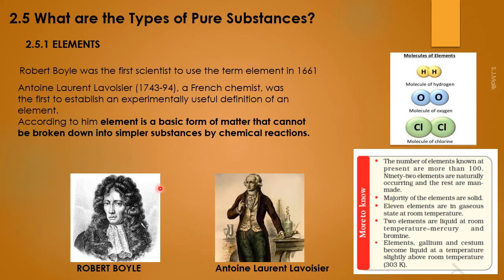Element कोई भी मैटर का वो सब्सटेंस सबसे छोटा बेसिक फॉर्म है जिसको हम आगे ब्रेक नहीं कर सकते हैं. That is element. Here you can see the molecules of elements. In any element, the atoms are same, H and H. Molecule of hydrogen, H2. Molecule of oxygen, O2. Molecule of chlorine, Cl2. In an element, if there is a molecule of the substance, atoms will be same. Atom will not be changed.